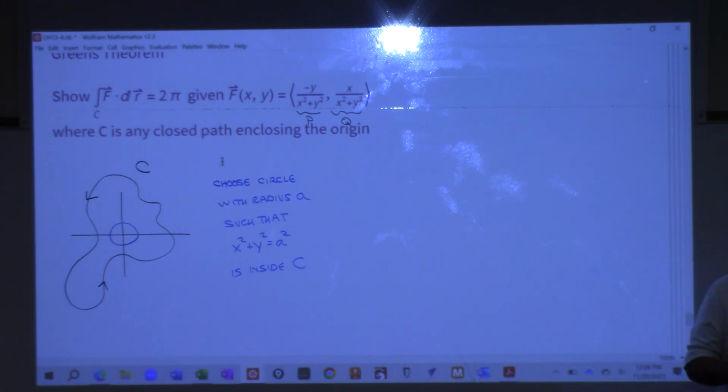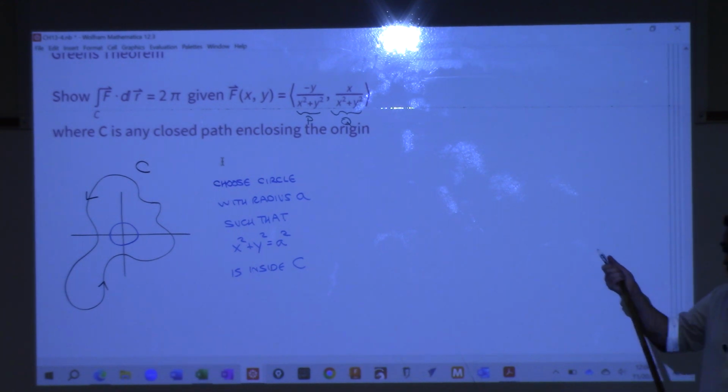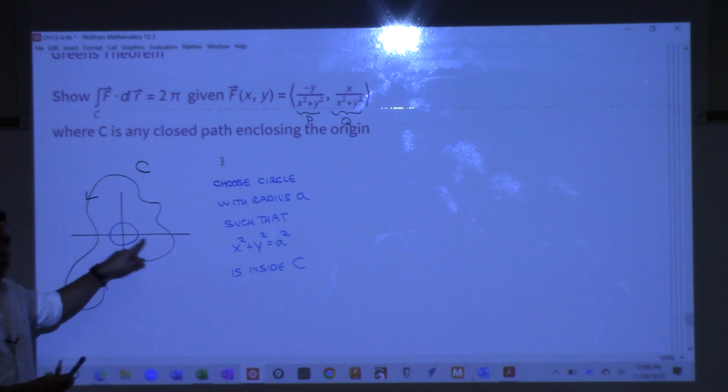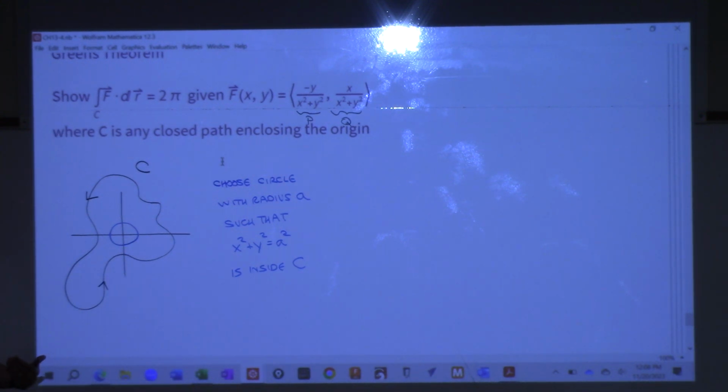Okay, I'm going to choose that A. Whatever it is, I'm going to choose it. Now, if I change the curve to a different curve, I might have to choose a different A, right? My A will depend on the curve. You give me the curve, I'll find the A. You give me a different curve, I'll find a different A, all right? So I've chosen an A, I've got a circle in there, all right?